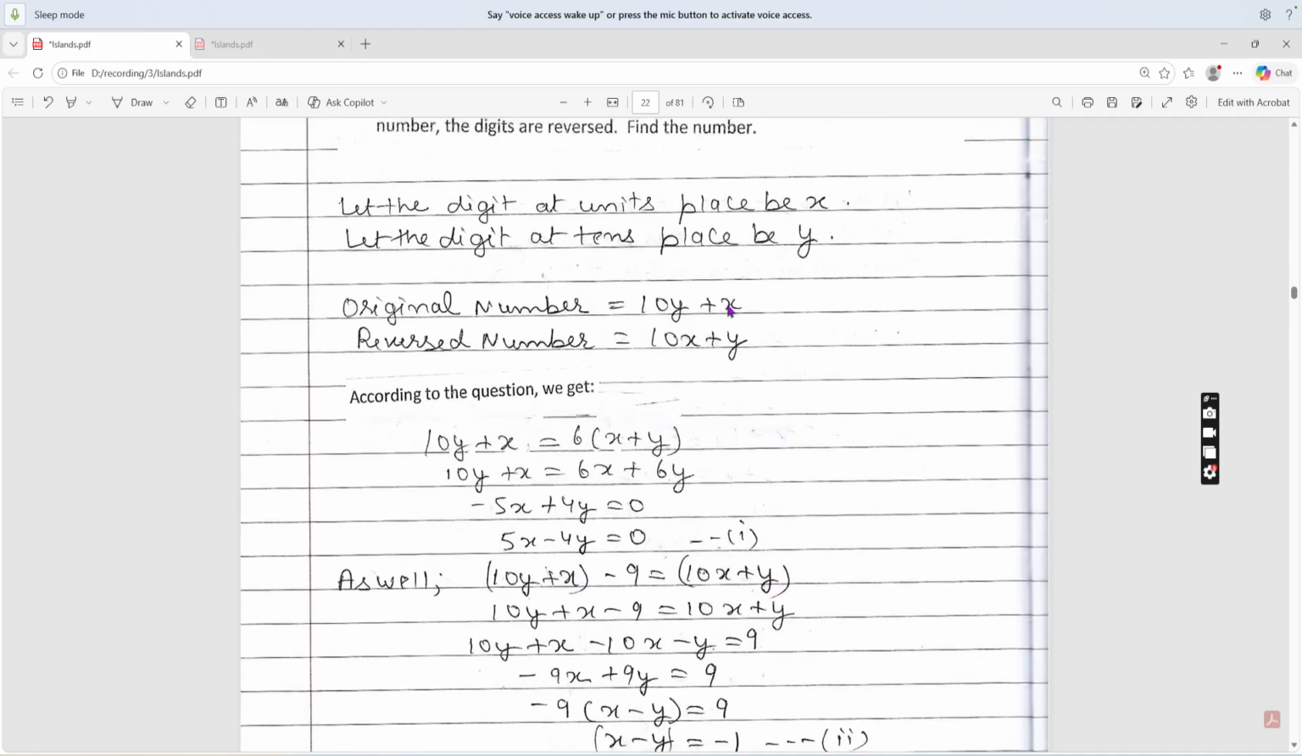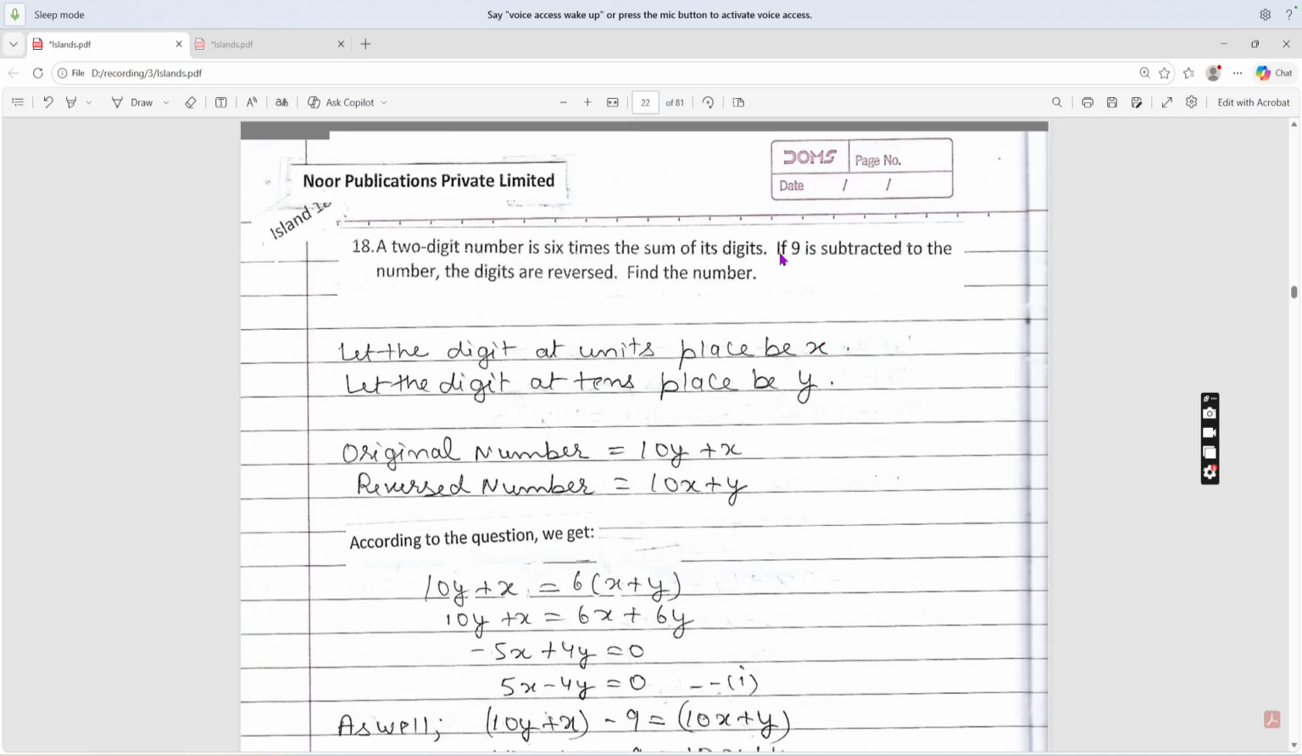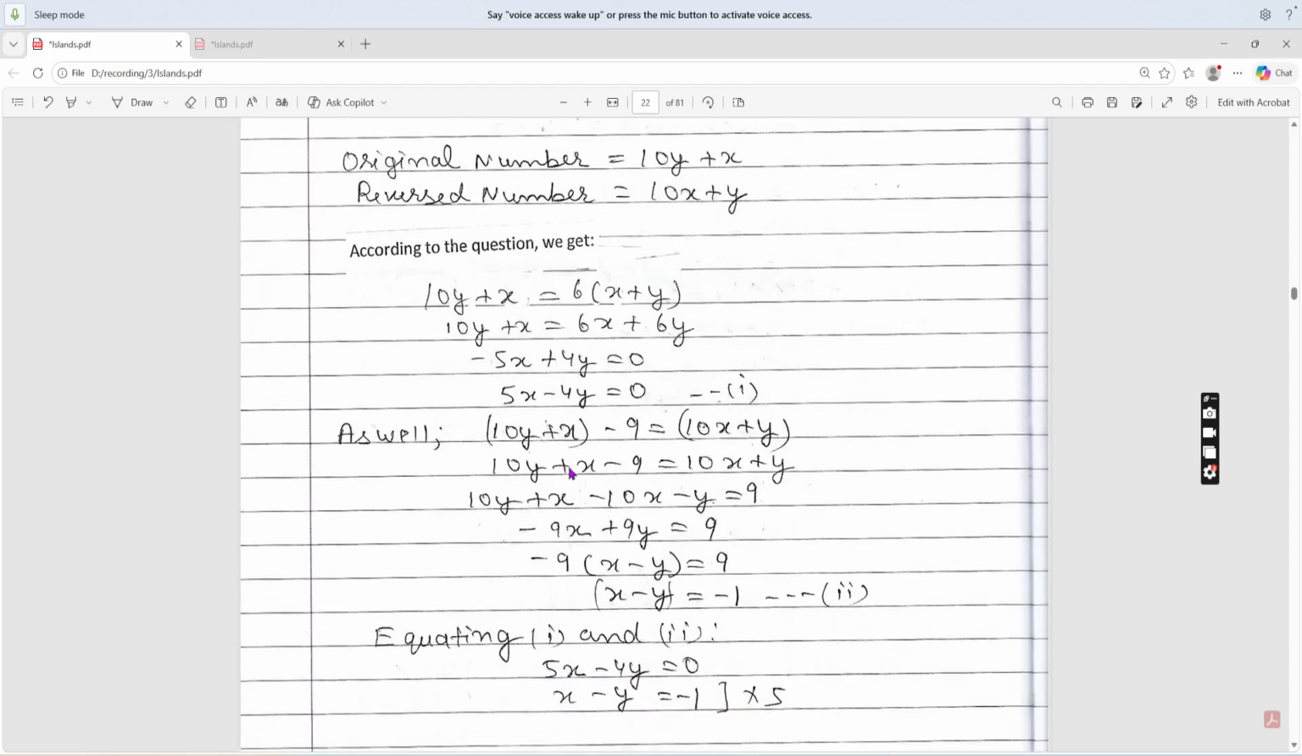So simply see this language. One more time I am going to explain. If 9 is subtracted from the number. Now what is the number? 10y plus x is the number, because nothing else is written. So it is the original number. So when 9 is subtracted, it means (10y plus x) minus 9 is equal to the digits reversed. When the digits are reversed, what we get on the RHS is 10x plus y. So here we go: (10y plus x) minus 9 is equal to (10x plus y). Always apply the brackets.